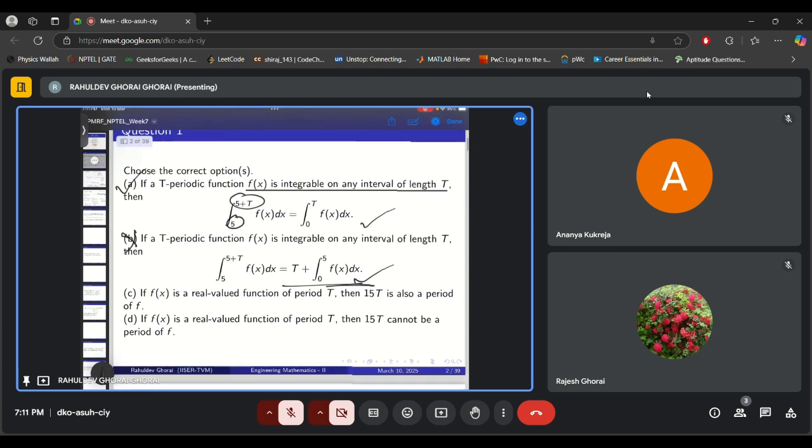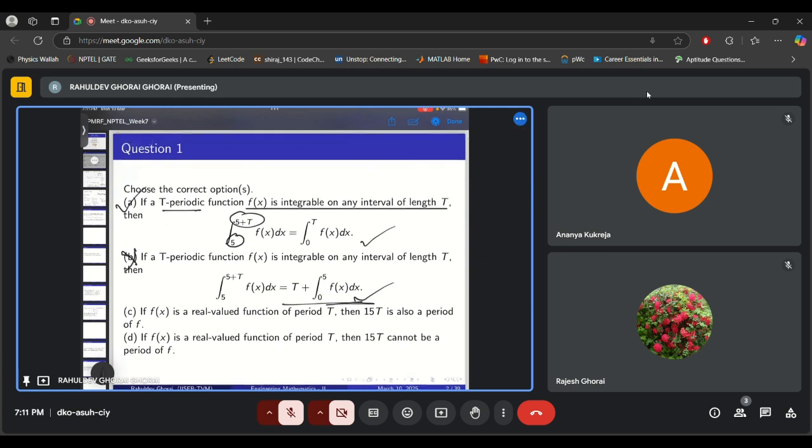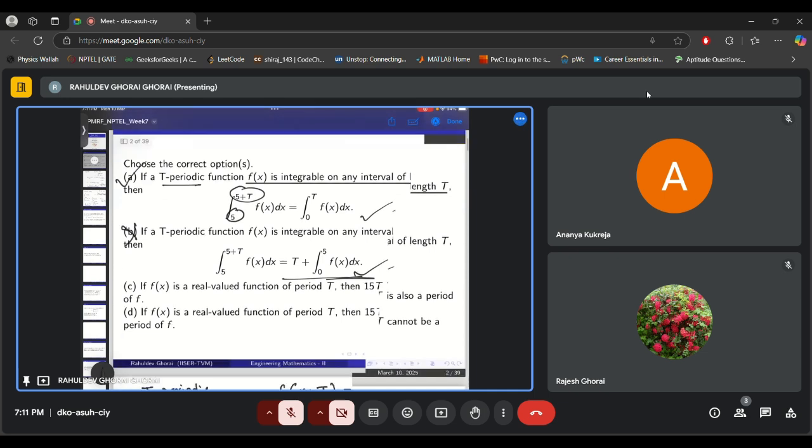Okay, so now the question is, what was the incorrect thing in the first option? What was the mistake? The mistake was, if it is not given that f is T periodic, then you cannot prove that this is true. So the only thing that has to be there is T periodicity. Otherwise, you can take a Heaviside type of function, with which you can contradict that this first statement is true. Okay, that is fine.